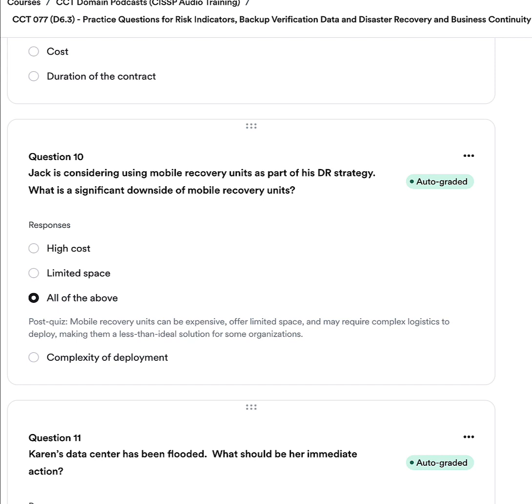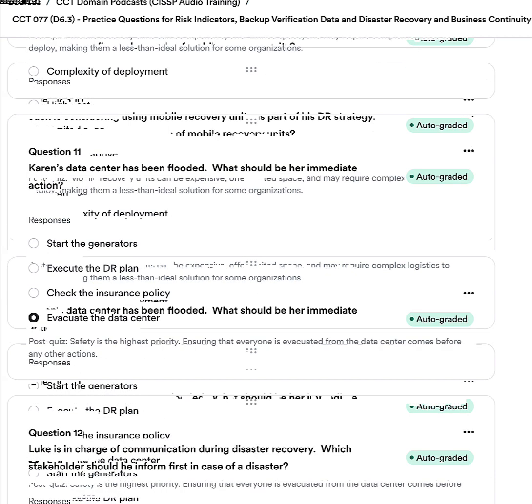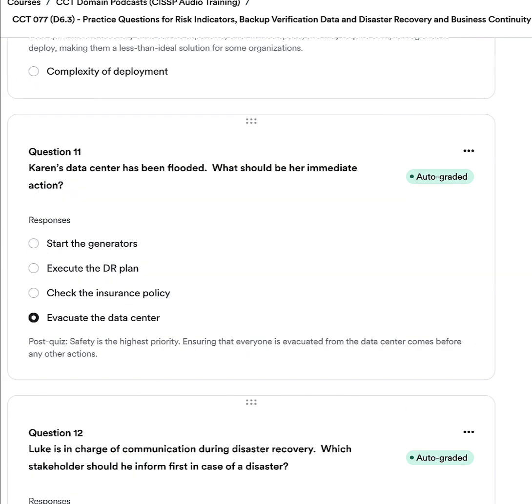You'd probably do this at a very large company that has a strong need for disaster recovery, and they're willing to pay for having that on the books. Question 11. Karen's data center has been flooded. What should be her immediate action?